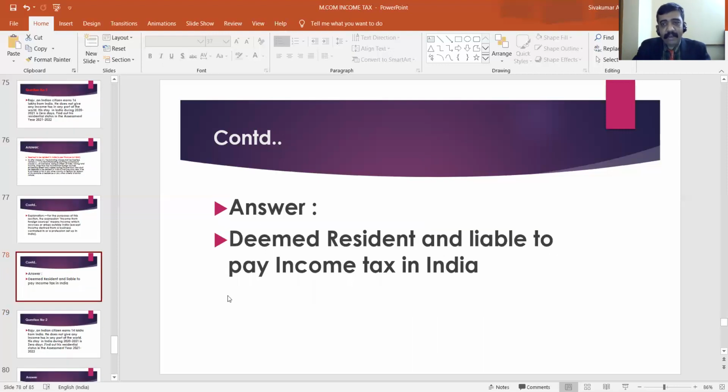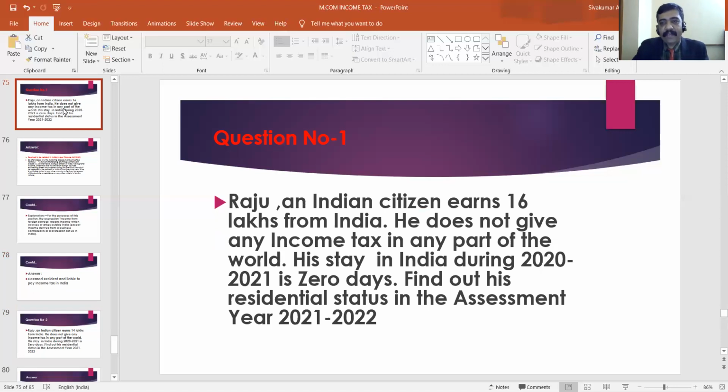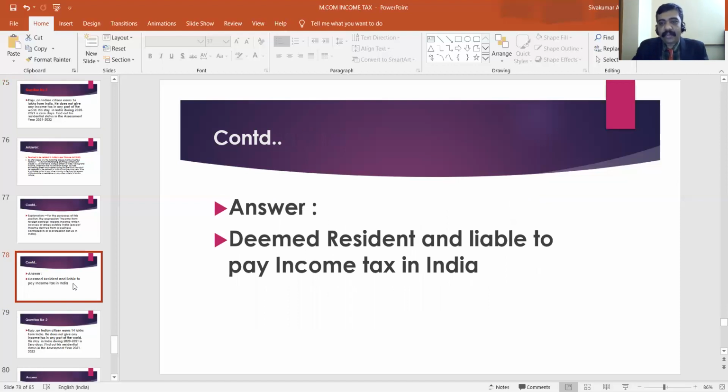Okay. Now, in this question, as per the newly inserted amendment of the Finance Act 2020, we can conclude that the residential status of Mr. Raju is deemed resident. Therefore, Mr. Raju is liable to pay income tax in India in the assessment year 2021-2022, as his total income is greater than 15 lakhs, he earns 16 lakhs from India. That means Mr. Raju is liable to pay income tax in India in the assessment year 2021-2022. His residential status is deemed resident.